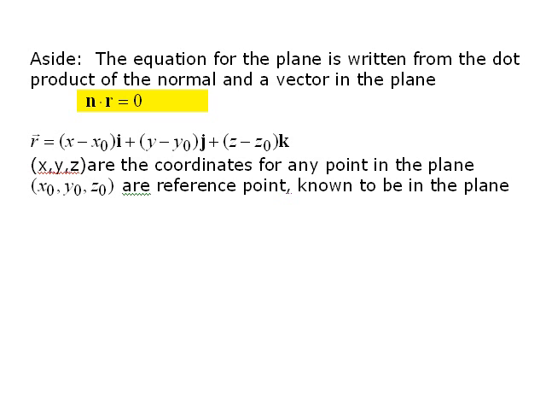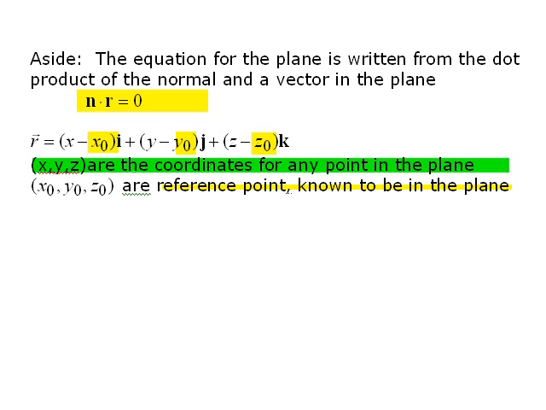So how do you construct a vector in the plane? You have to have a known point, some reference point. You have to know that one. Okay, this is known to be in the plane. And then x, y, and z are just the coordinates of any point in the plane. So there's your vector r: x minus x naught in the i direction plus y minus y naught in the j direction plus z minus z naught in the k direction. x naught, y naught, and z naught are reference points. They will be numbers.